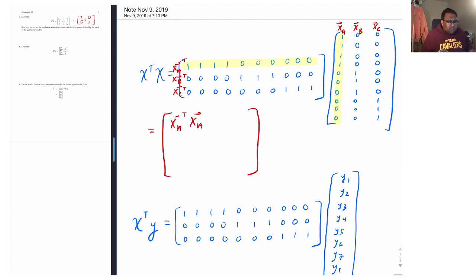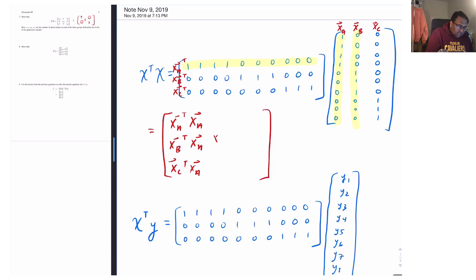The second element in the first column will be the result of doing the same thing, but instead starting with XB, right? So I'll have XB transpose XA. And the next thing will be XC transpose XA. Okay, and I can fill in my matrix accordingly. The result of each of these things is just a dot product. And lastly, XC transpose XC.